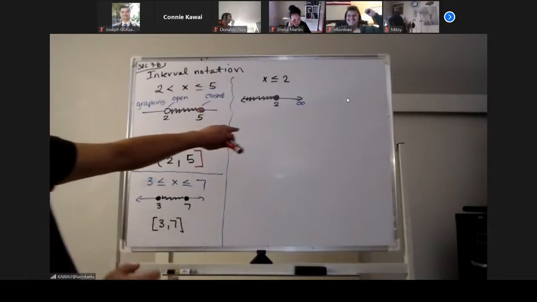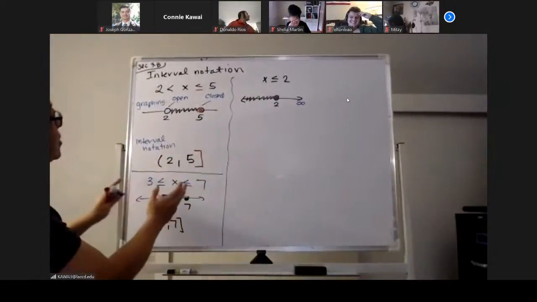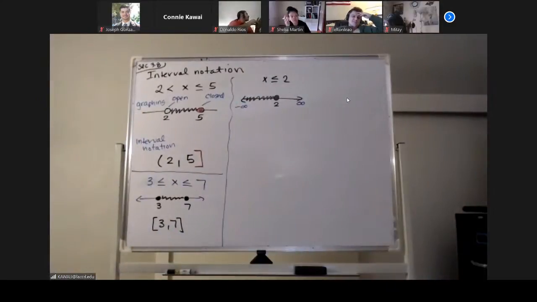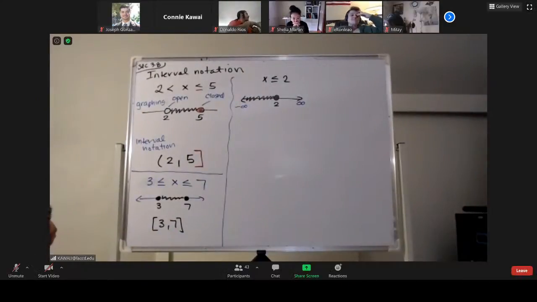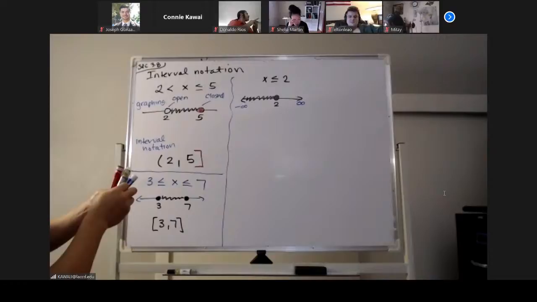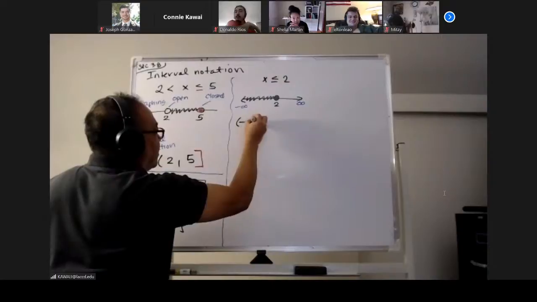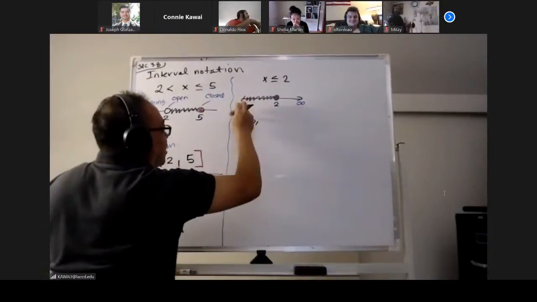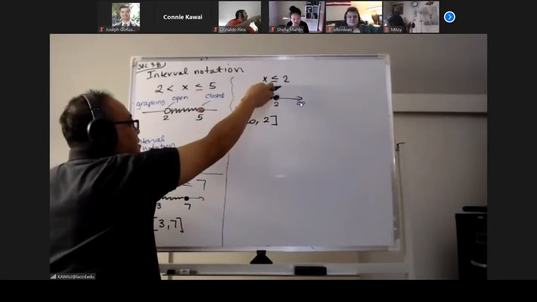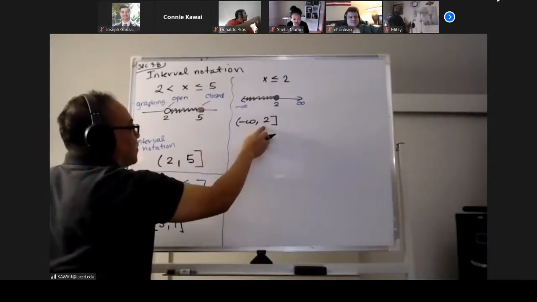Okay, now, the biggest number we can think of is infinity. The smallest number we can think of is negative infinity. Now, when we think about writing this in terms of interval notation, we say, well, the smallest thing I can think of is negative infinity. And then we go all the way up to 2. So this means any number in between negative infinity and 2.